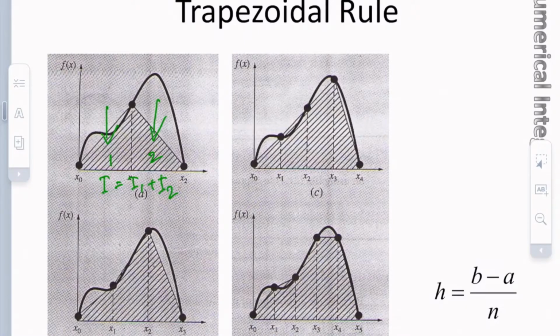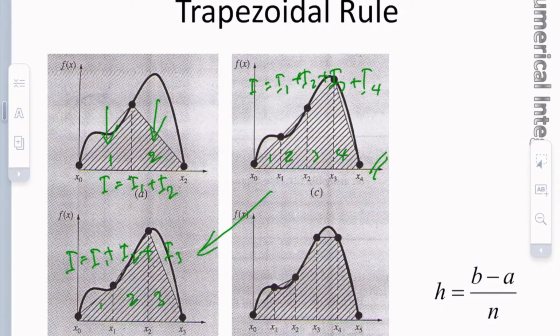In this second case, you have 1, 2, 3 intervals, and you have 1, 2, 3 results for the integration, and the resulting integral is just the sum of these 3. If you apply 4 intervals, 1, 2, 3, 4, then you get I equals I1 plus I2 plus I3 plus I4. Then you can see that this result is much better compared to this result or this result.